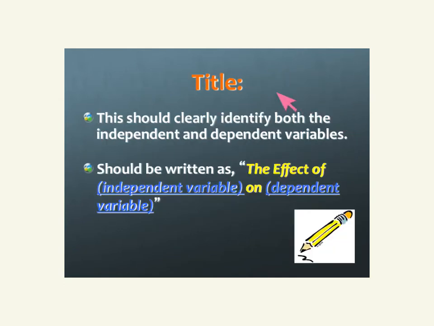When we design experiments, we're going to want to give them very specific titles that actually identify both the independent and the dependent variable. This is what our titles are going to look like. The effect of the independent variable on the dependent variable. So for my mouse example, the title of my experiment would be the effect of sugar on the heart rate of mice.